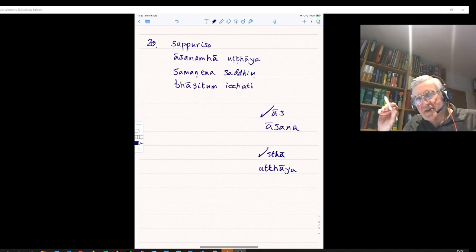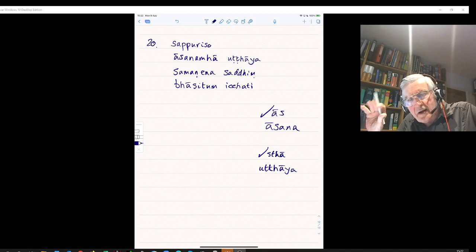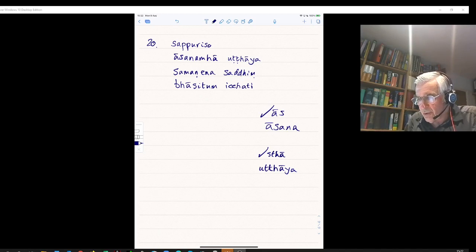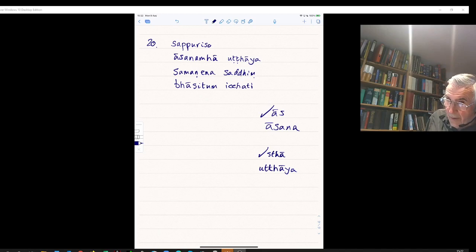So that's why this sentence is potentially ambiguous. It could either mean, the way it's put in the Pali, sappuriso asanamha uttaya, having got up from his seat, then decides that he wants to speak with the monk, samanena saddhim bhasitum ichchati, or sappuriso ichchati, the good man wants to do what? To get up from his seat and speak to the monk, he would put it in the same way. Sappuriso asanamha uttaya samanena saddhim bhasitum ichchati.